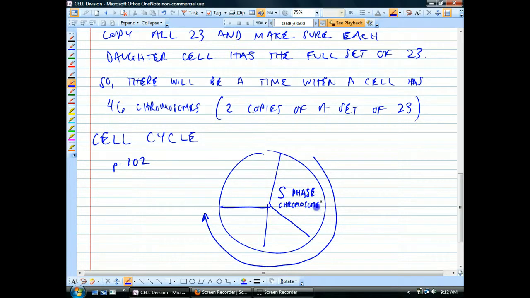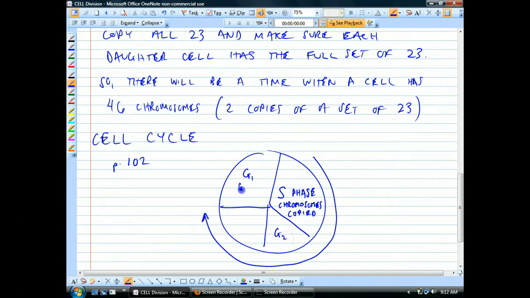And this is actually one of the longer phases of the cell. Chromosomes are copied. And if you were to look in the cell at this point, you wouldn't see any chromosomes. The reason is they're just single strands of DNA and they're too small, too thin to see. Even with an electron microscope, you could not see them.